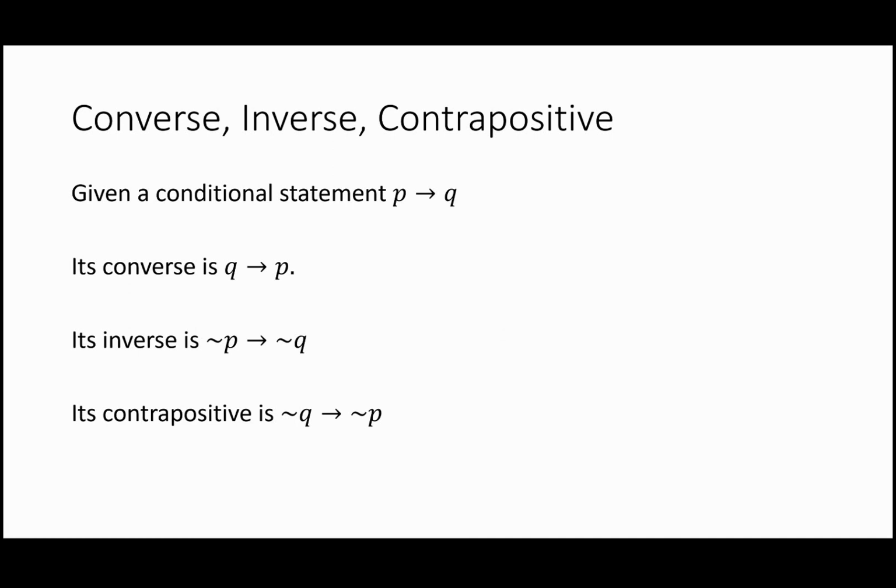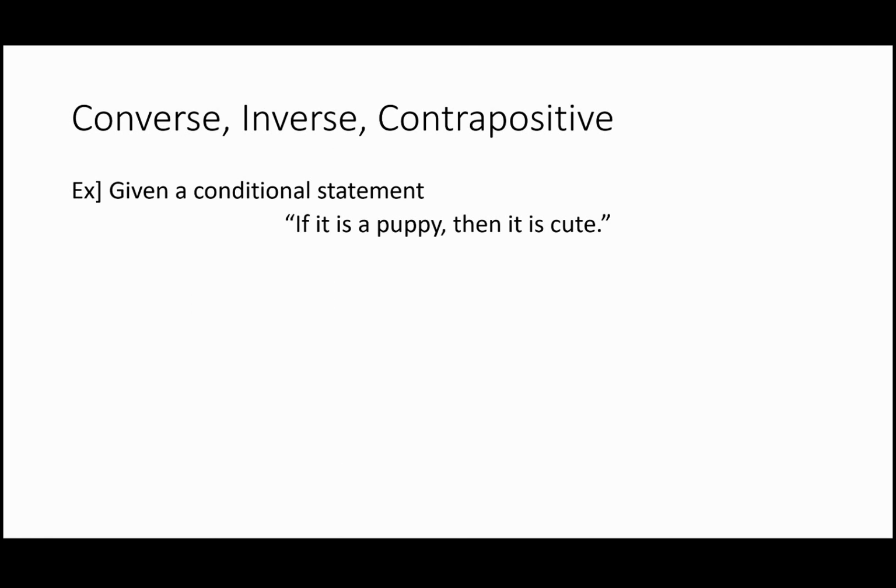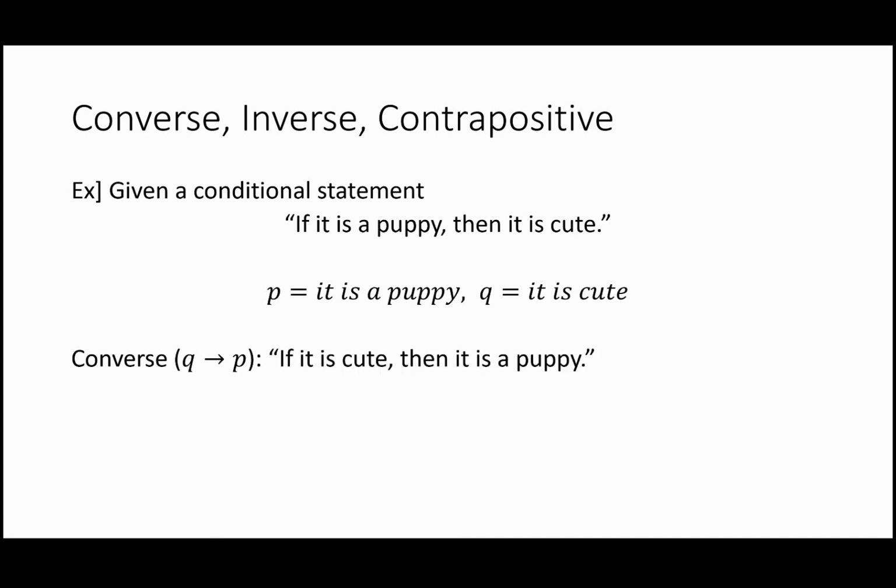symbolic forms. And let's go ahead and use a real English language sentence as a conditional statement. We're going to let the symbolic forms help us write the converse, inverse, and contrapositive of this conditional statement. The conditional statement being, if it is a puppy, then it is cute. Let P be, it is a puppy. Let Q be, it is cute. And how will the converse read? Well, remember, the converse is just switch the antecedent with the consequent. So it should read, if it is cute, then it is a puppy.